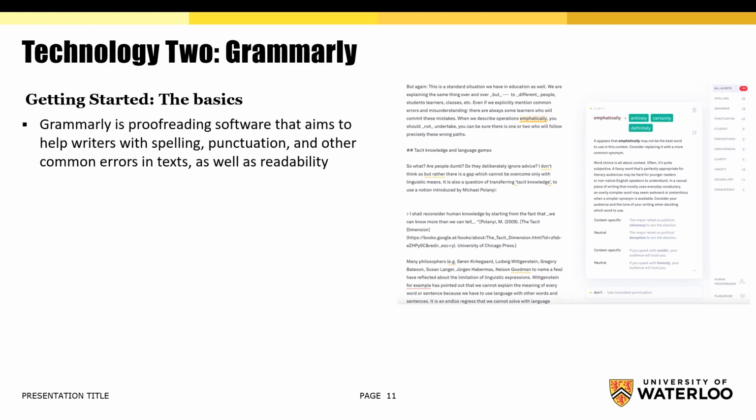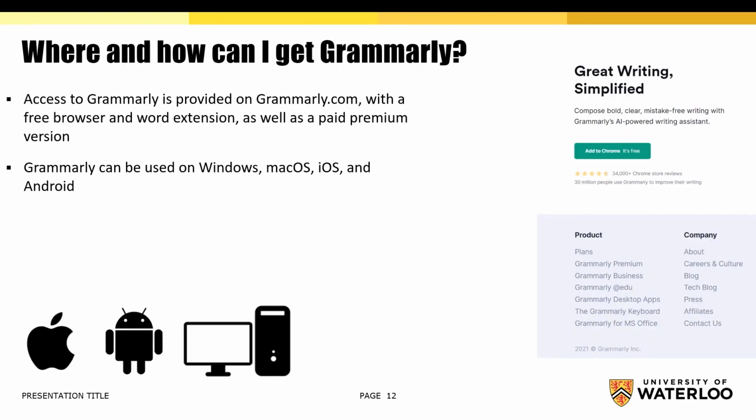Grammarly is a proofreading software that aims to help writers with spelling, punctuation, and other common errors in text, as well as readability. Grammarly is designed to be used on anything from emails to full research papers and anything in between.